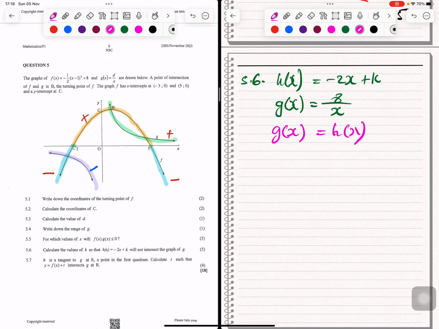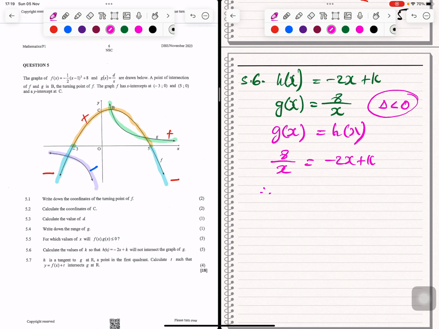But you have to look at it in terms of the roots as well, that the roots of this are going to be imaginary. Remember that the roots of any quadratic really depend on the discriminant. So that means the discriminant has to be disconnected. It has to be non-real, complex roots or imaginary roots. So I'm going to have g, which is 8 over x, equal to h. h is negative 2x plus k there.